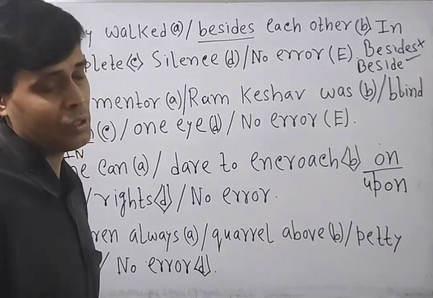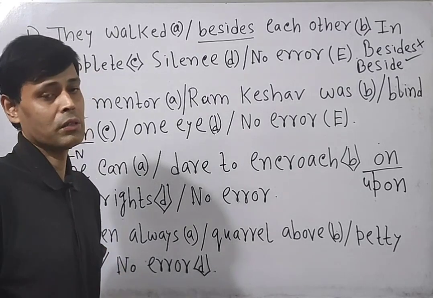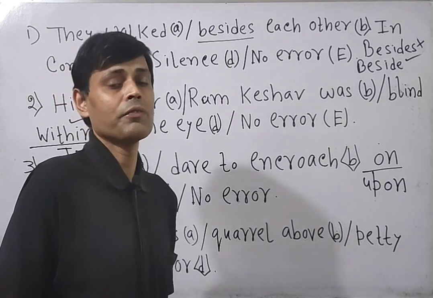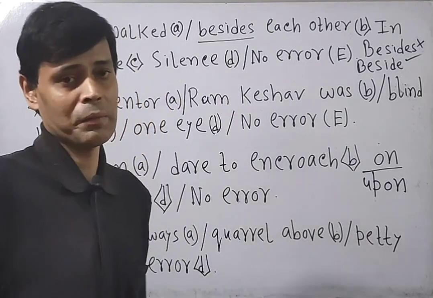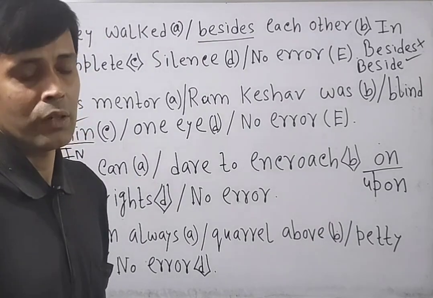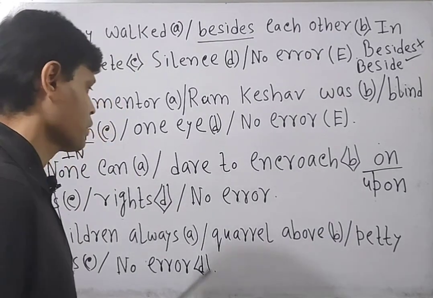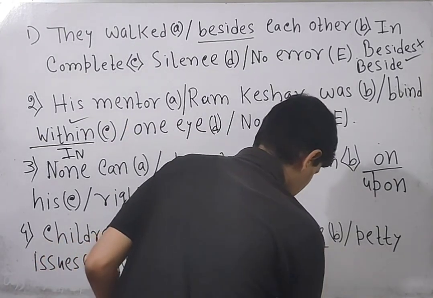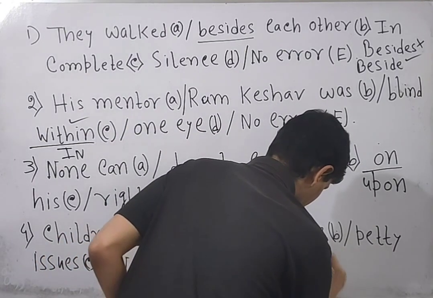If over is not there in the options, for might be there. If for is not there, on might be there. Even if on is not there, about might be there. At least some of them should and must be there. So here the mistake lies in this part. Over.